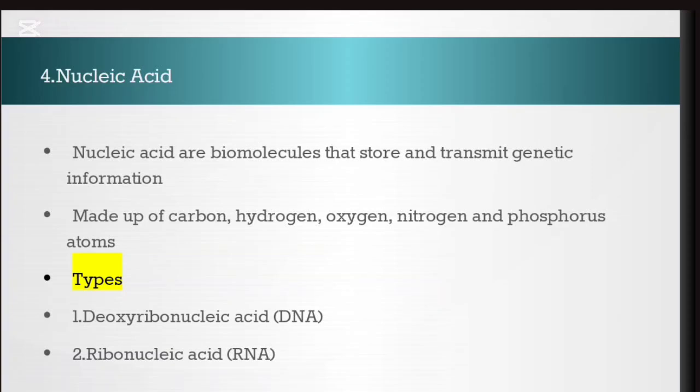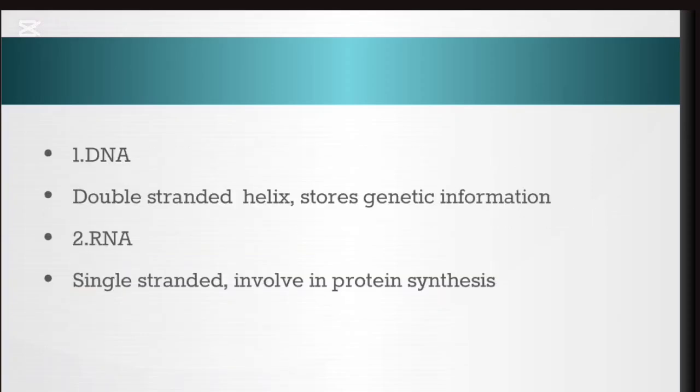We have two types of nucleic acid. They are deoxyribonucleic acid, which is DNA, and ribonucleic acid, RNA. These are the two types of nucleic acid. Firstly, DNA. DNA is a double helix. DNA is a double stranded helix. The main function of DNA is to store genetic information.